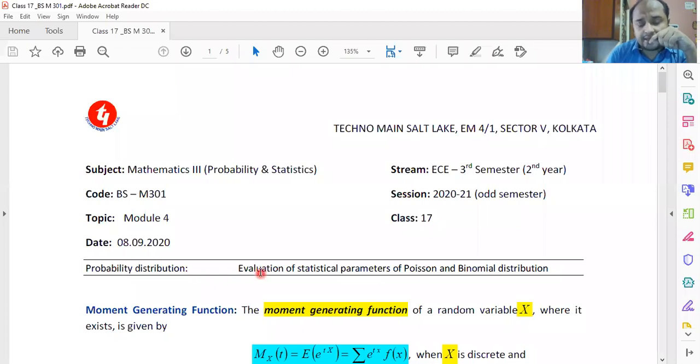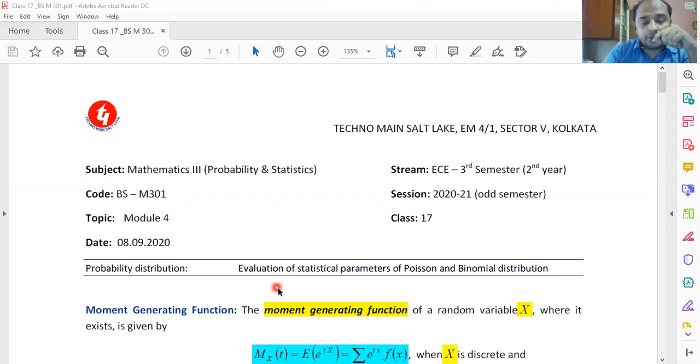And you can see that in the syllabus it is written, we are supposed to evaluate the statistical parameters of Poisson and binomial distribution. And if I talk about the statistical parameters of these distributions, then you very well know that binomial distribution has two different parameters. One is the number of experiments, and another is the probability of success. And Poisson distribution has only one parameter, which we denote by lambda. So here we are going to evaluate the parameters itself from the distribution.